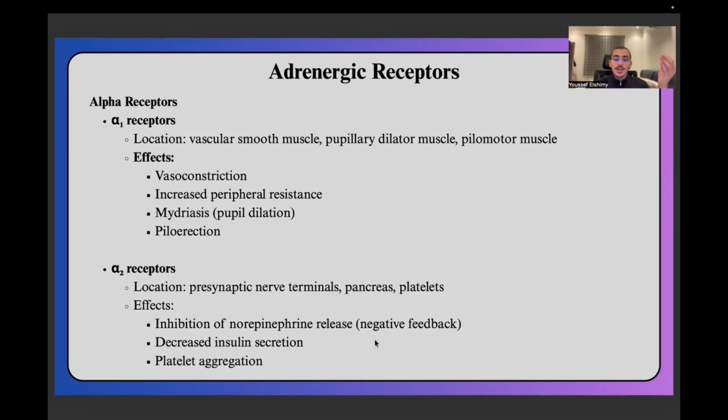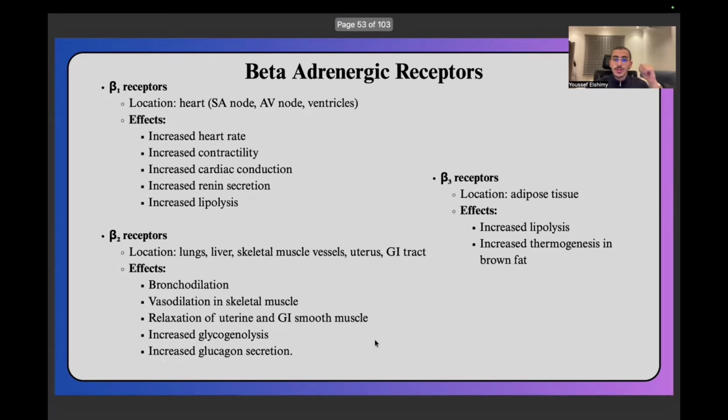It also decreases insulin secretion because you need to raise up the glucose. So it would lead to decreased insulin secretion as well as platelet aggregation. Regarding the beta receptors, we have three beta receptors. We have the beta one. You have one heart, so mainly it acts on the heart, the SA node and the AV node and the ventricles.